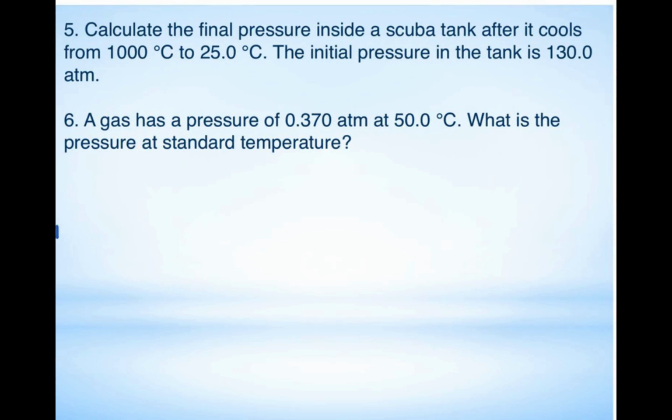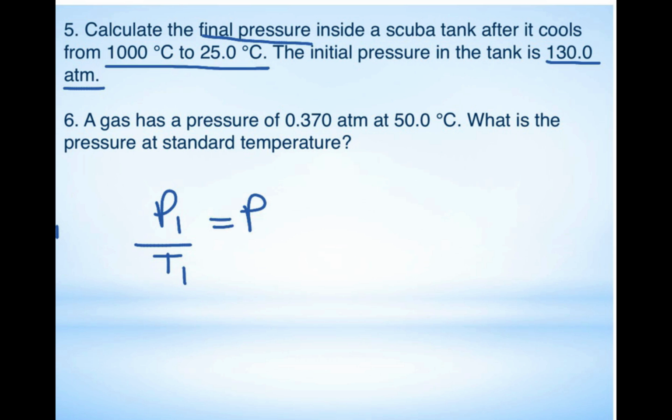Let's now consider this following problem. Calculate the final pressure inside a scuba tank after it cools from 1,000 degrees Celsius to 25 degrees Celsius. The initial pressure in the tank is 130 atmospheres. Looks like we're using Gay-Lussac's law: P1 over T1 equals P2 over T2.